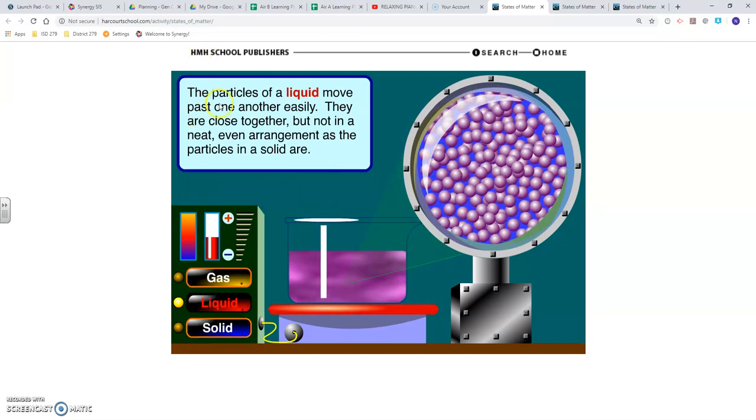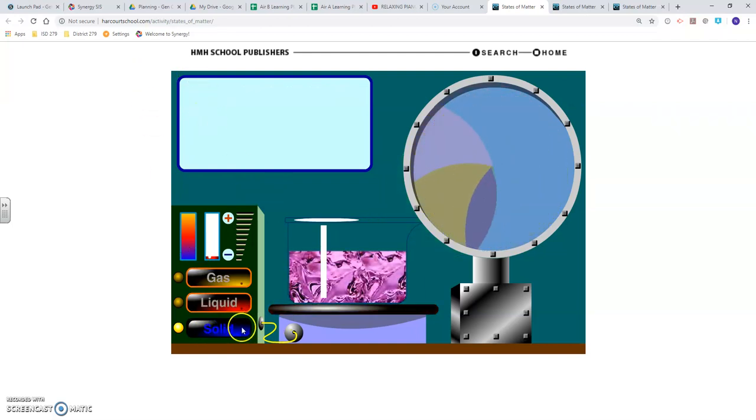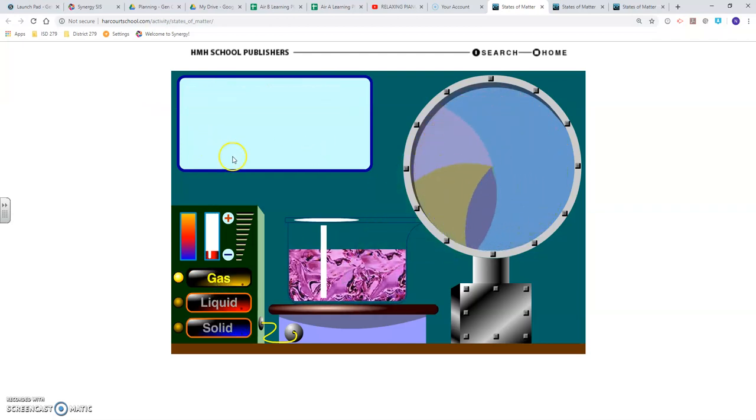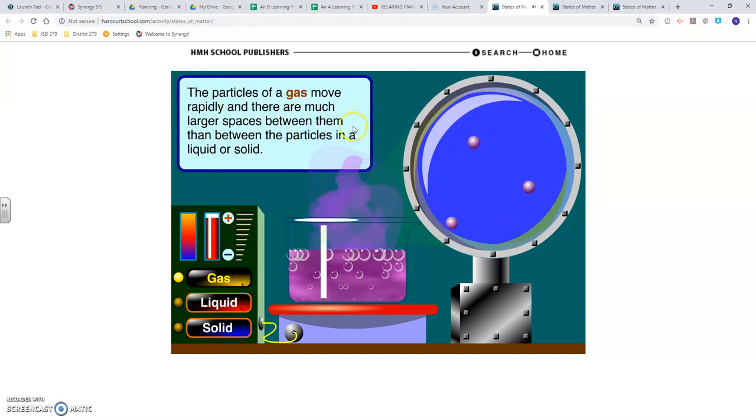Notice that this says that the particles of a liquid move past one another easily. They are close together, but not in a neat, even arrangement as the particles in a solid are. There we go. The particles of a solid are arranged in a tight, regular pattern and move very little. They are just vibrating. And then in a gas, that's when temperature's got to go up. We got to start creating the gas. The particles of a gas move rapidly, and there are much larger spaces between them than between the particles in a solid or liquid.